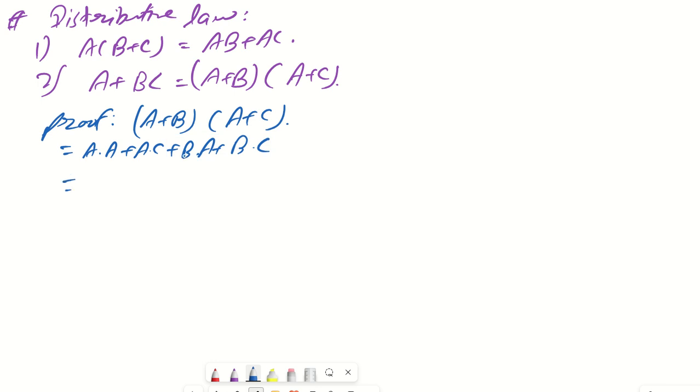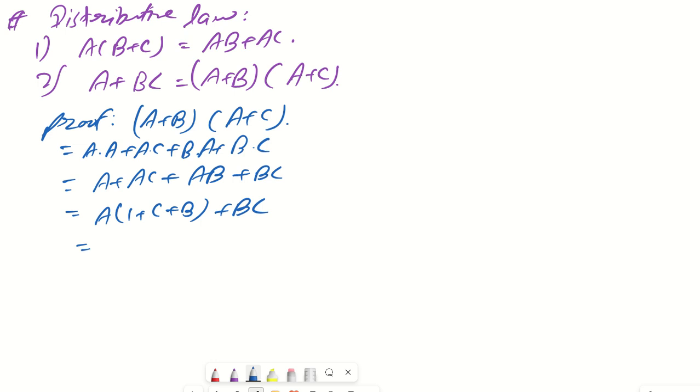Now we know already a·a is going to be a, plus ac plus ab plus bc. Now I can take a common in the first three terms. So I can say it as a(1 + c + b) plus bc, right? And then 1 plus anything is 1, so it is going to be just a times 1, that is a. So it is going to be a + bc.